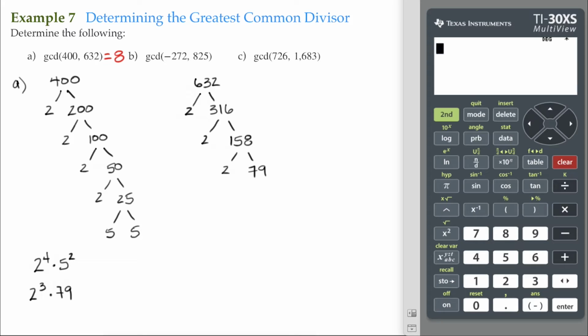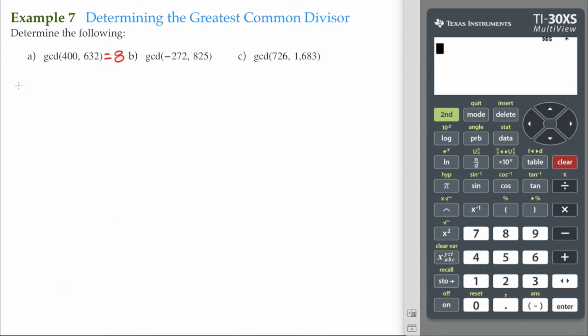Let's try B. Now, of course, we have negative 272. Again, negative 272 is the same as negative 1 times 272. So all we really have to do is find the factors for the positive results, and that's what we'll do. So we have 272.